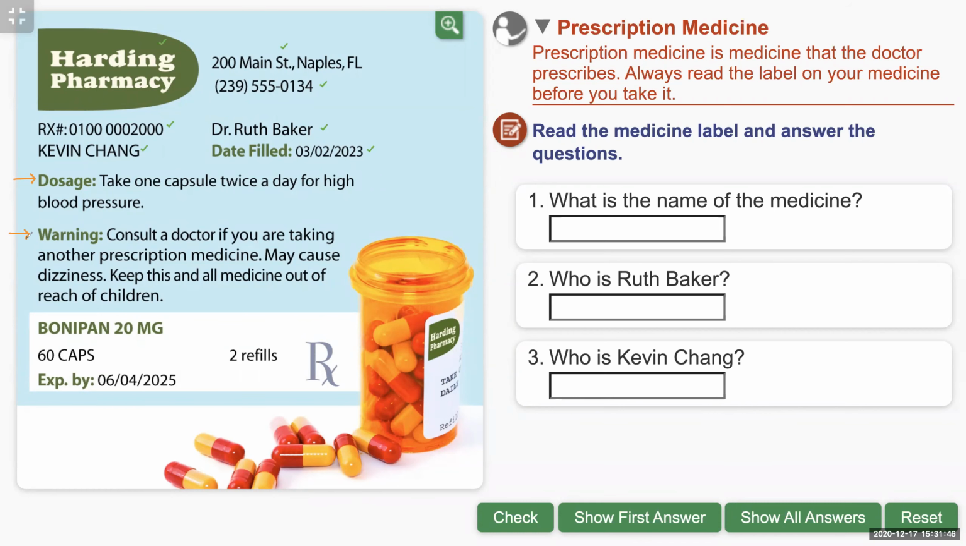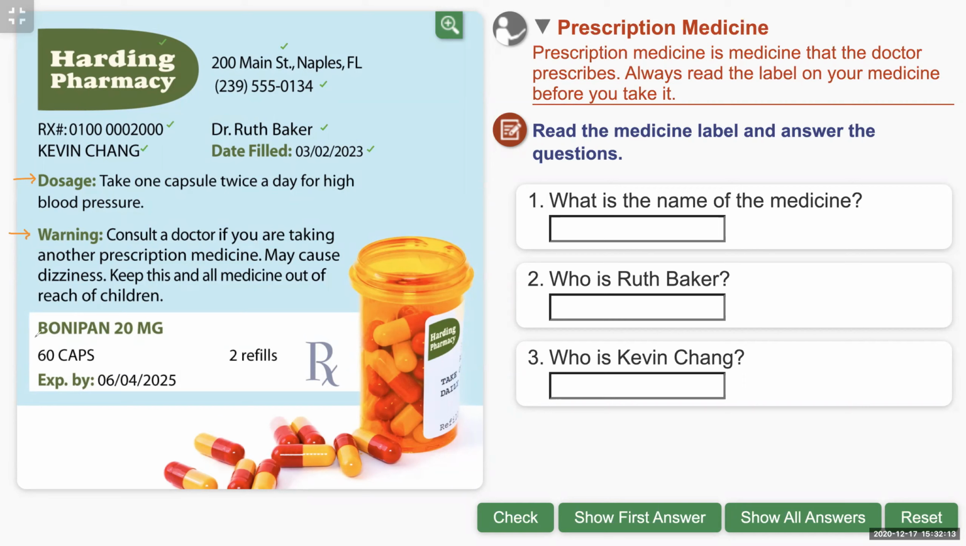So for dosage, okay, it says take 1 capsule twice a day for high blood pressure. The warning says consult a doctor if you are taking another prescription medicine. May cause dizziness. Keep this and all medicine out of reach of children.